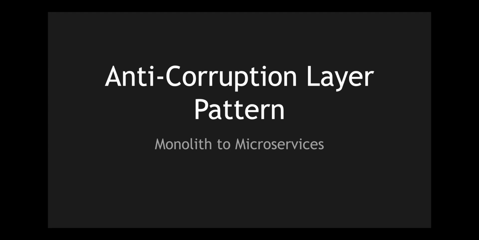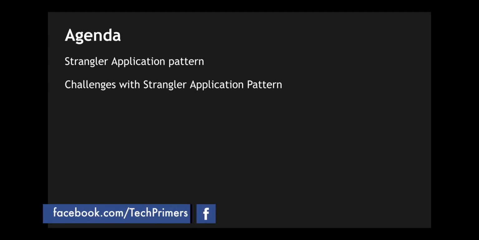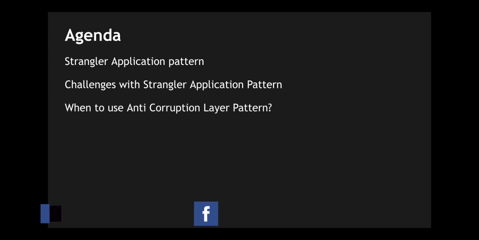The agenda for this particular video goes like this. We will see a brief of what is Strangler application pattern, because we saw that in a separate video, but I'm going to show you why we need anti-corruption layer within a Strangler application pattern. So we will just brief about what that is, and we will look at the challenges in the Strangler application pattern and how you cannot use just only that particular pattern to go from monolith to microservices, and why you would require an anti-corruption pattern for it.